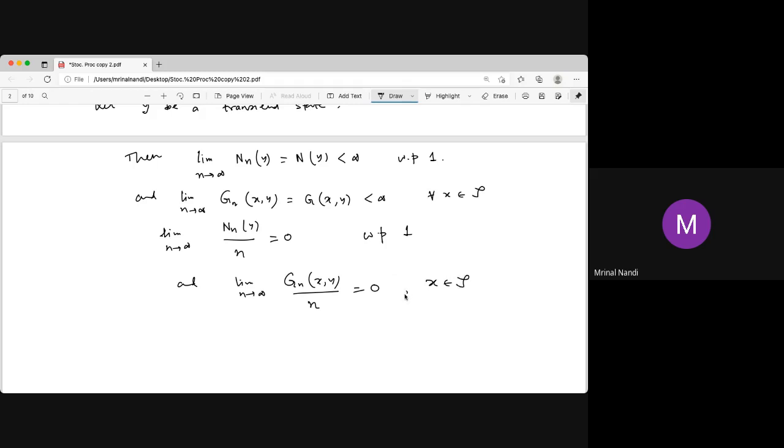So for all x belonging to the state space, if y is a transient state, starting from x, whatever x may be, the expected number of visits during the time n divided by n tends to 0 as n tends to infinity, because the expected number of visits is finite. That limit is also finite; it is obviously finite for each n, but the limit is also finite as n tends to infinity. Now what happens if y is a recurrent state?